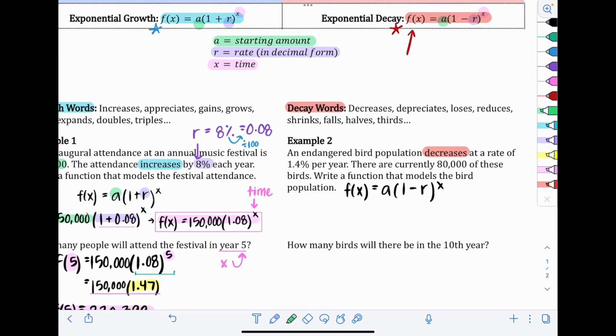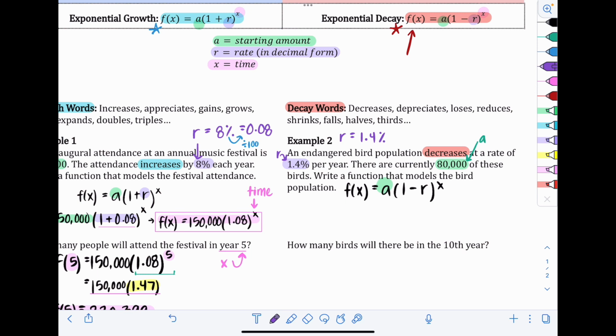So remember that a is going to be our starting amount, and it says in the second sentence that there are currently 80,000 of these birds. So we have to put 80,000 in for a. And then it says that the bird population decreases at a rate of 1.4% each year. So 1.4 is going to be our rate. So that 80,000 is our a, and 1.4 is going to be our rate. I'm going to write that up here: rate r equals 1.4%.